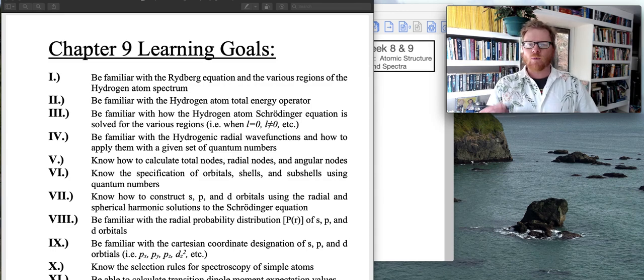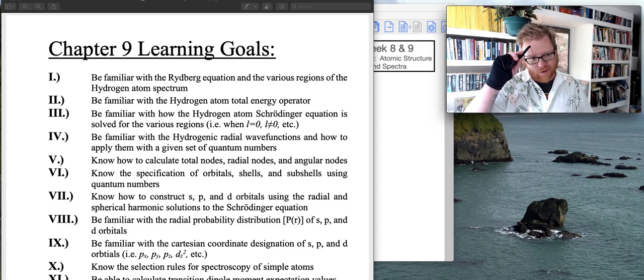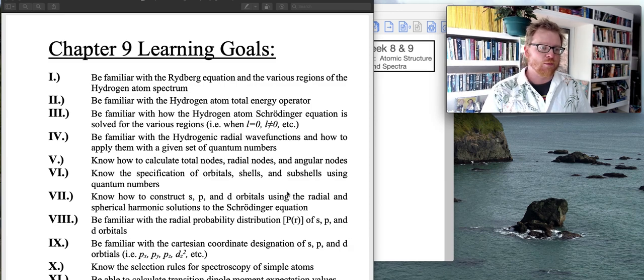So I want to talk about the learning goals first because this chapter is massive and it's really important. I want to make sure that we are focused on the learning goals. In this first lecture on this subject, I think we're probably going to make it through the first 4 or 5 of these learning goals.